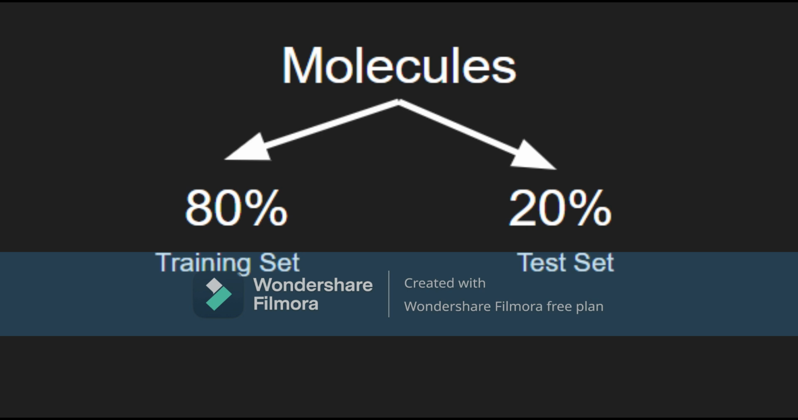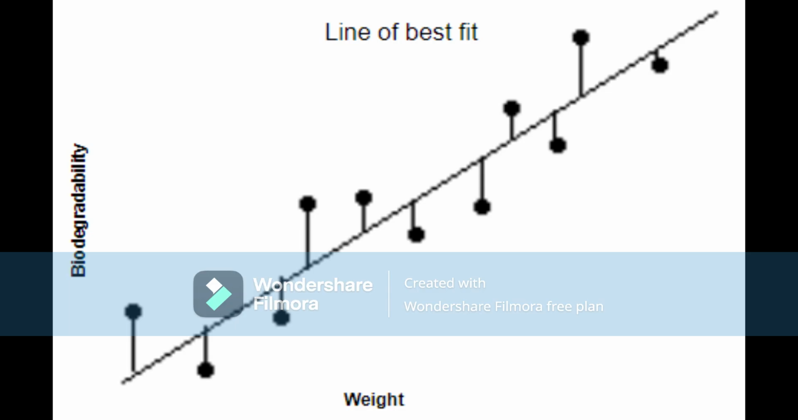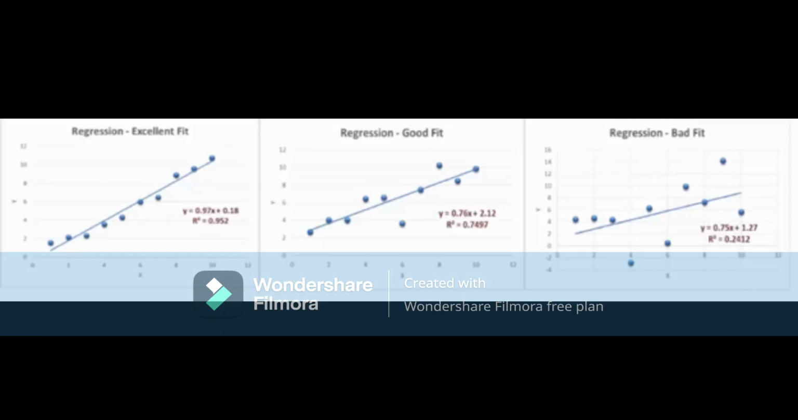We then split all molecules into two groups. 80% usually go into the first group, called the training set, and 20% go into the second group, called the test set. The reasons behind doing this are explained later. Once the data is split, we plot a descriptor versus biodegradability graph for the training set. We then draw a line of best fit and measure how well the line fits all the data points, a value also known as R-square value. If R-square is high enough, preferably higher than 0.65, we keep the descriptor.